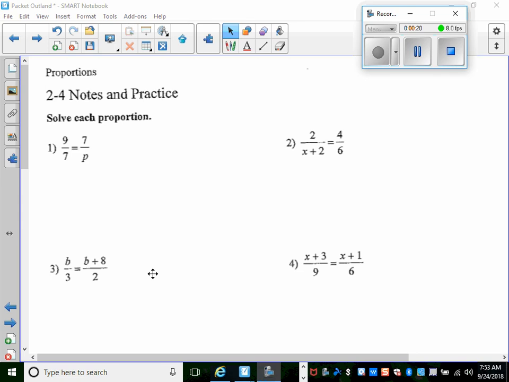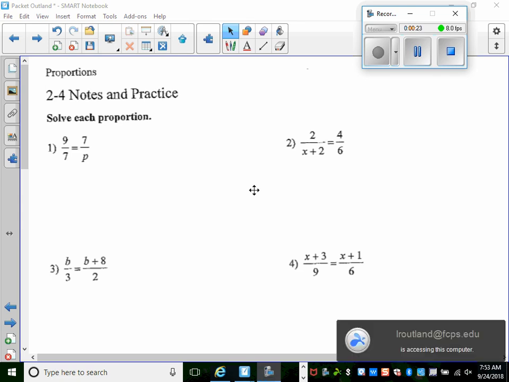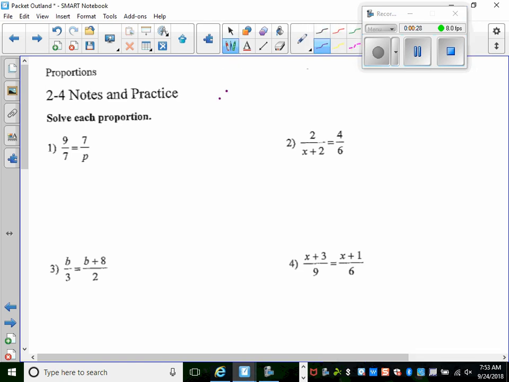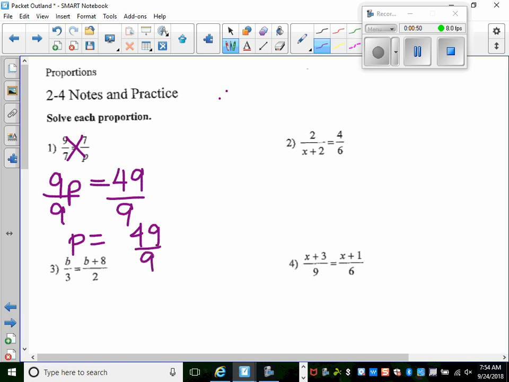Now, when you cross multiply, it doesn't matter which way you cross first. So I'm just going to go ahead and cross this way first. It doesn't matter. So I'm going to have 9p because I'm multiplying 9 times p. Bring down my equal sign and cross the other way. 49. And now it looks like an equation. So you divide by 9. So p equals 49 over 9. You don't need to change that and divide to get a decimal. Just make sure it's a reduced fraction.